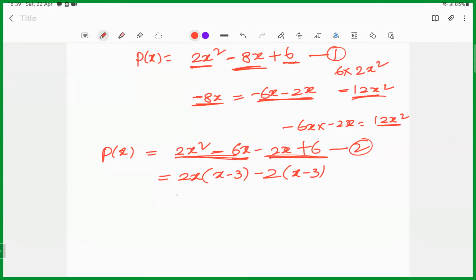Again x minus 3 power. Yeah, right. And then 2x minus 2. Here also again, you can take 2 common. Then finally it will be 2 into x minus 3, x minus 4.